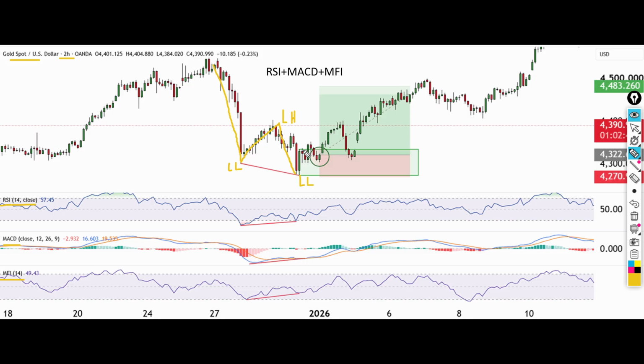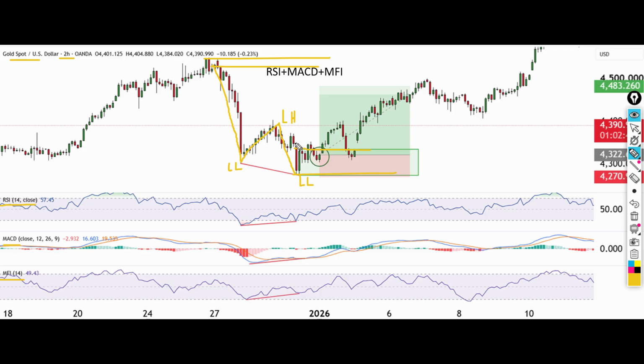Now, how to enter into the positions, or how to enter into the trade, is very important. Let us consider this particular move. Here I'm marking this as the swing high of the move, and this is the swing low, this is the swing low.